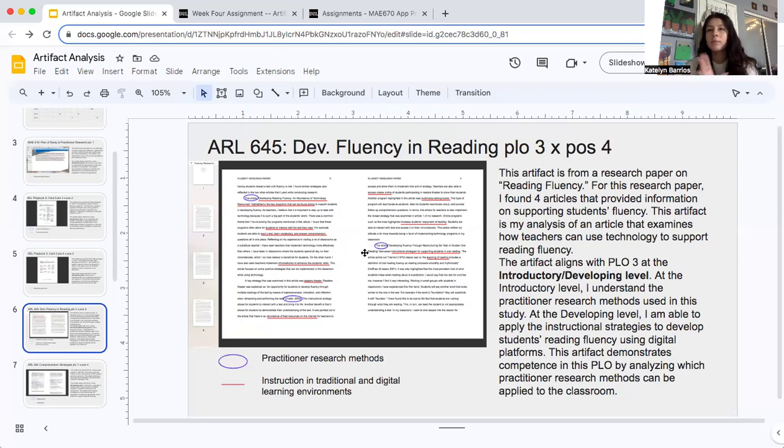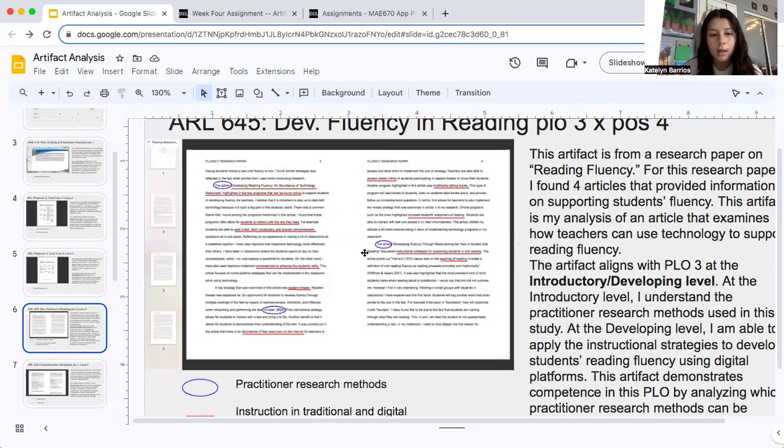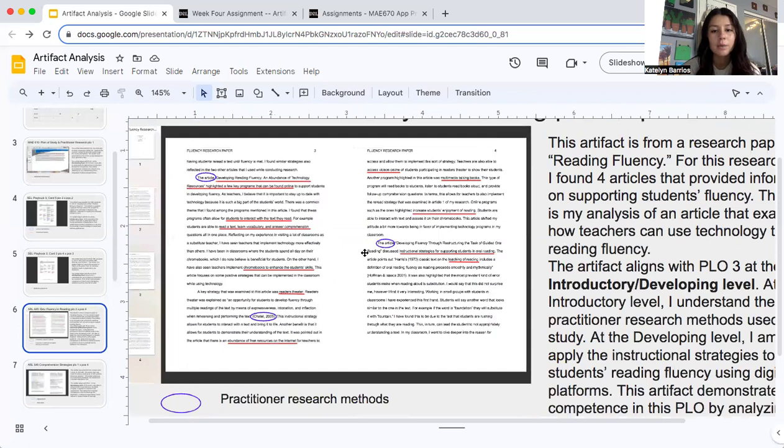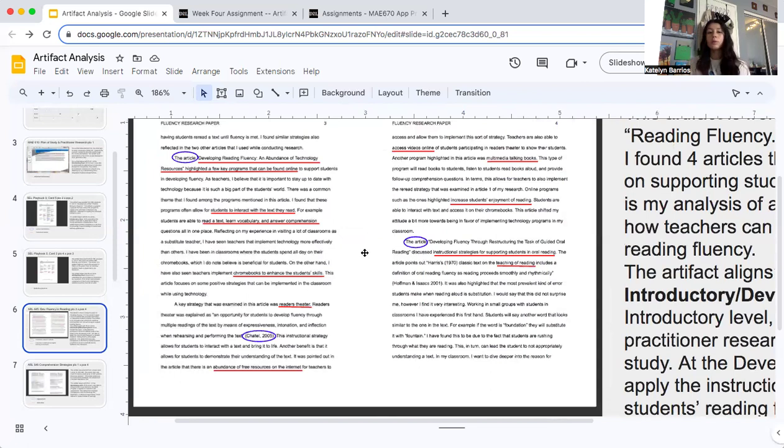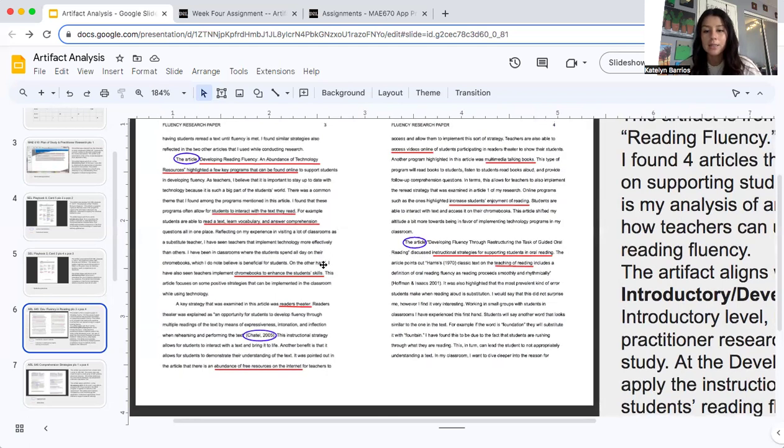Circled in blue are some of my references that I used, to show that it was research-based, and some of the instructional strategies that were used to teach students how to develop their reading fluency. We used some regular programs, traditionally based, and we also reflected on digital programs such as using multimedia talking books for access to videos, doing read alouds through videos or digitally that the students would be able to access on their own.